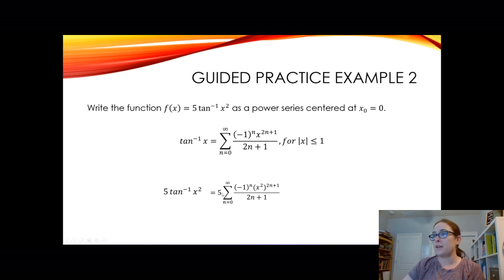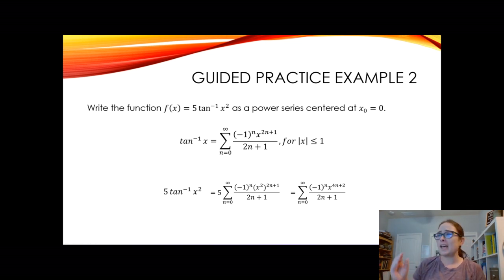This is my 5 out front. I can put it inside the summation if I want as well. And then I have an x squared in here. So I found a series notation for 5 tangent inverse of x squared. I'm just going to clean it up a little bit by taking care of the exponents here by multiplying. So if I distribute the 2 to the 2n plus 1, I get x to the 4n plus 2. And then I have a series notation for it without having to go through all that trouble.